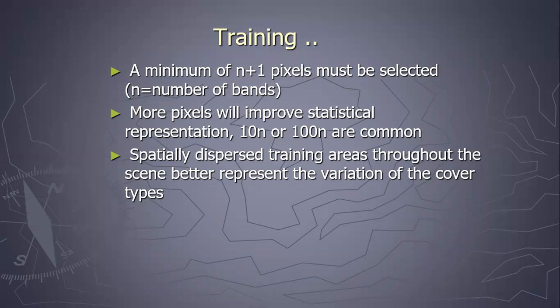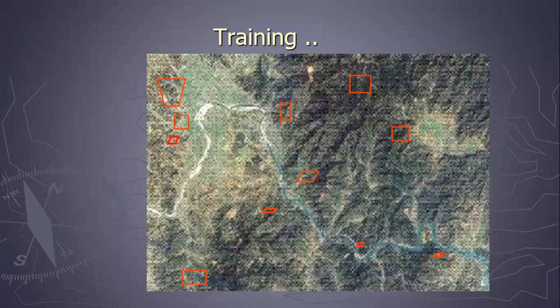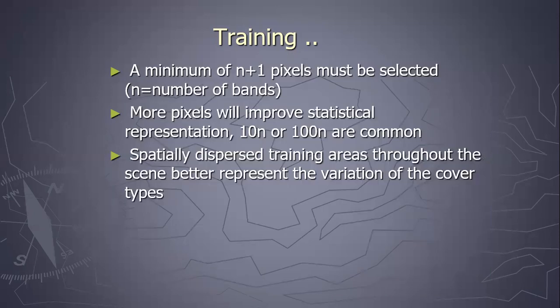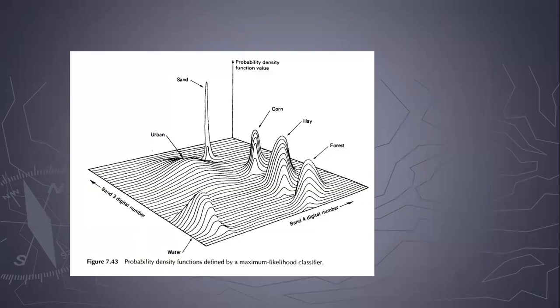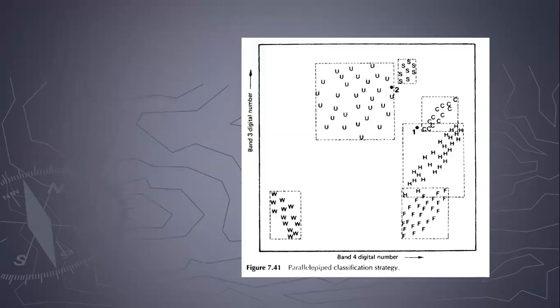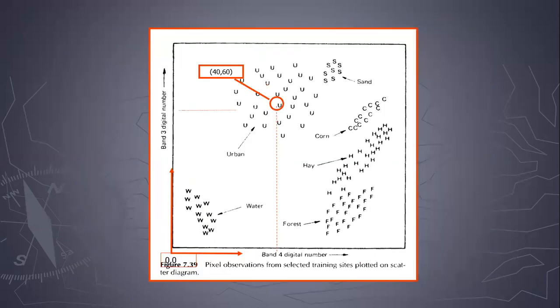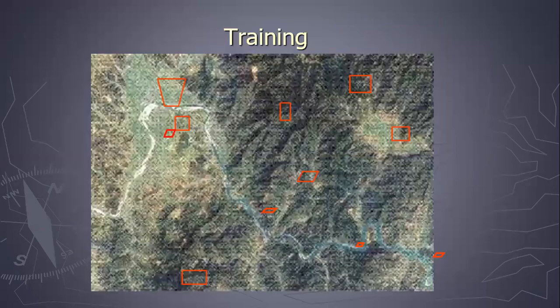Spatially dispersed training areas throughout the scene better represent the variation of the cover types, right? That means if you are taking more training sets, more spectral bands, that will improve your thematic map, right? Thematic map means what? I will show you one thematic map. Wait, you can see, you have already seen, right? What is that? See this.